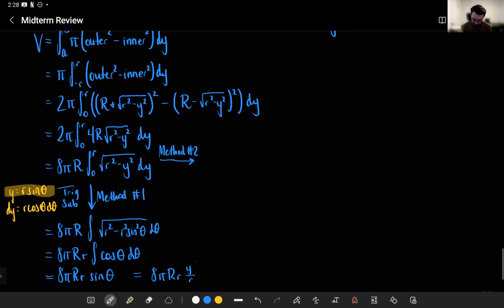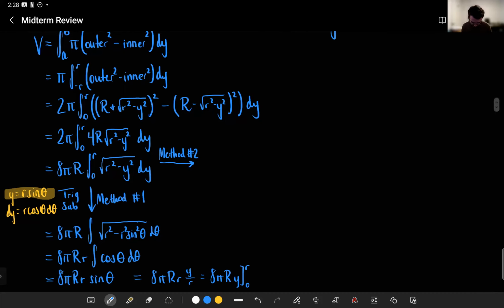Now that I have y back in here, I can plug in my bounds, but first let's cancel these little r's. So this really would have just been 8 pi capital R y, and plugging my bounds back in that I forgot about, 0 and r, then we get this. So no, I forgot about something. Haha, I knew this was too simple.